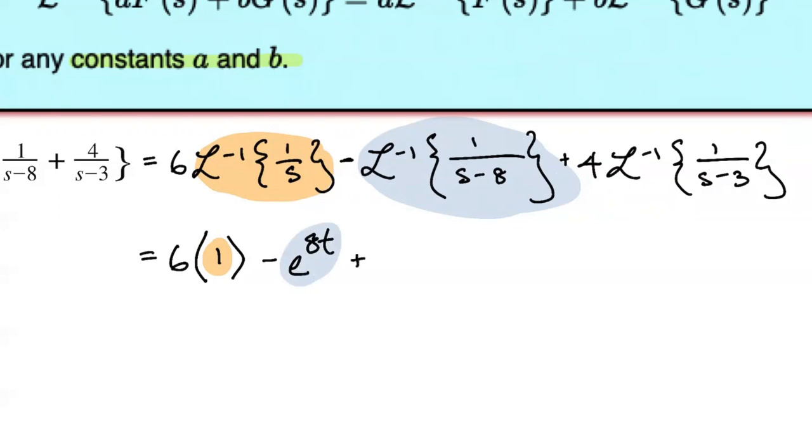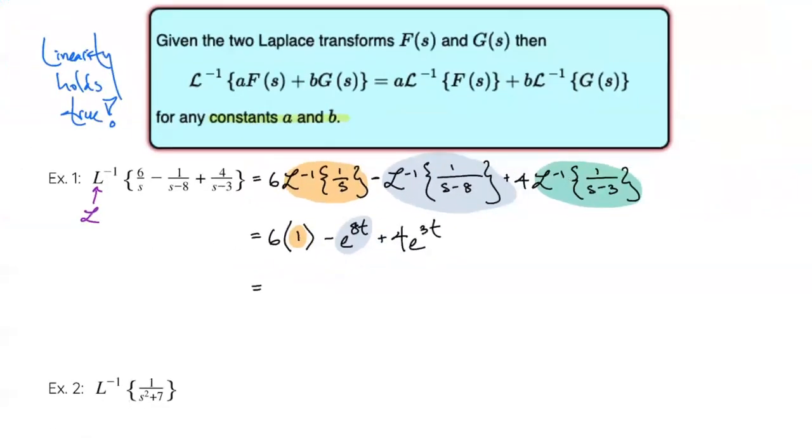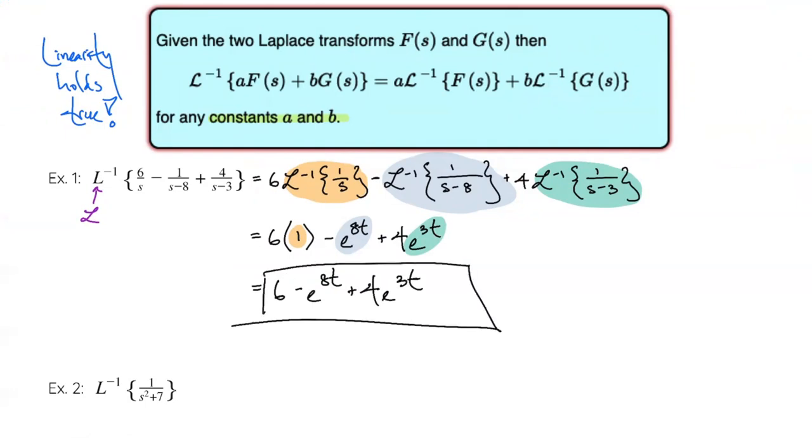Now it looks like the last one is going to be very similar, right? The inverse Laplace of 1 over s minus 3, that means a is 3. So I'm going to have 4, because I had that constant out in the front, 4 times e to the 3t. Okay. And that gives us a final answer, if we want to just clean that up, of 6 minus e to the 8t plus 4e to the 3t. Okay.